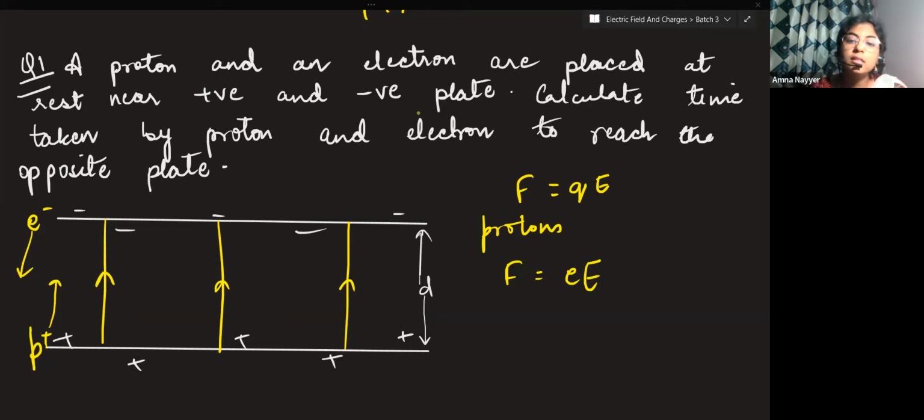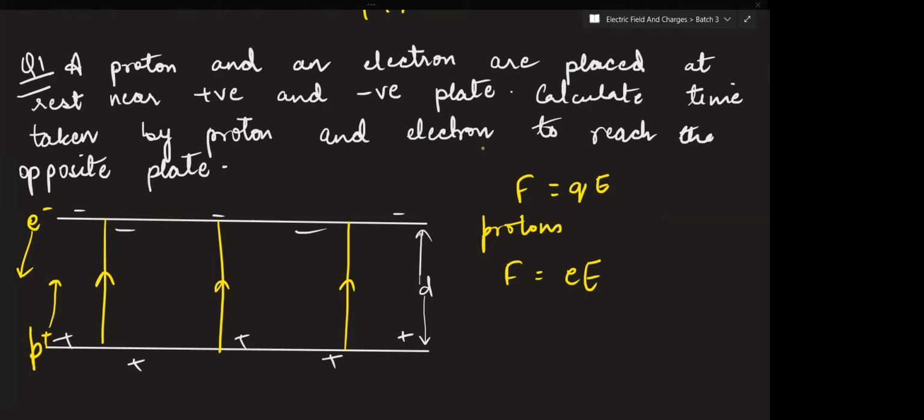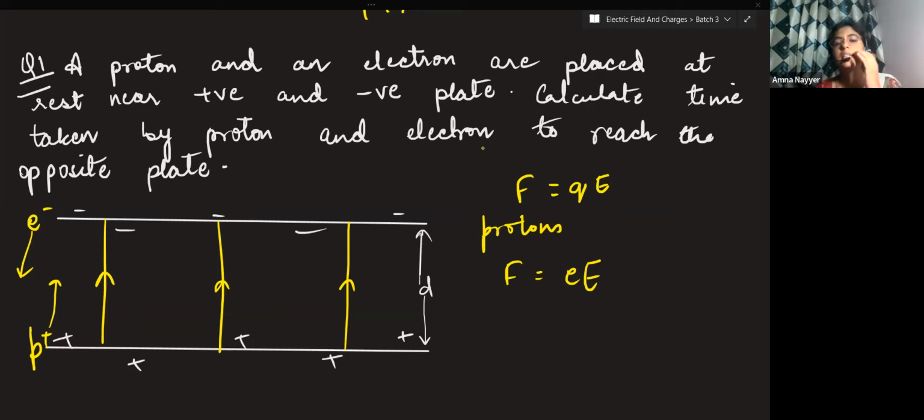Fahad, check again. Is this a typing error or have you written it wrong? Samia? 1.6 into 10 raised to minus 19. Perfect. See, this is the answer.